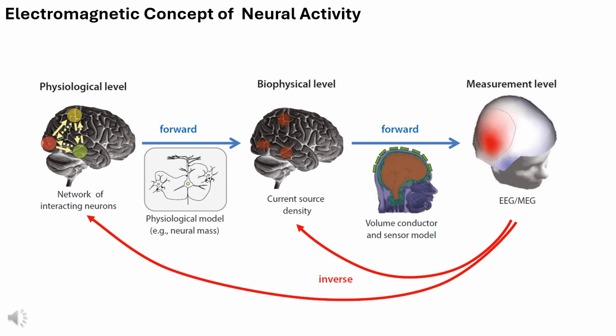The inverse problem involves determining the location and orientation of neural sources based on the measured EEG or MEG signals. This problem is more complex because different neural configurations can produce similar signals, requiring advanced algorithms to estimate the most likely sources of the observed data.